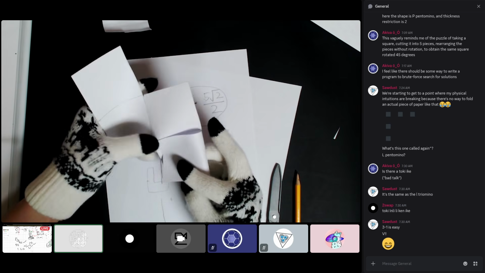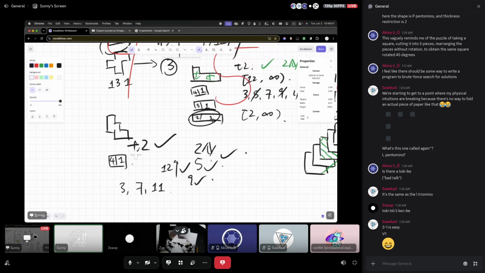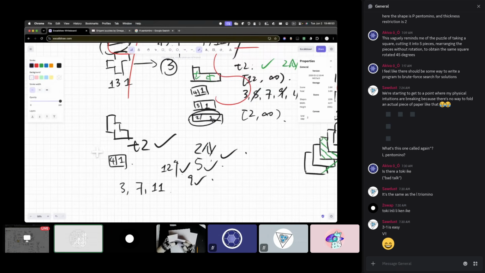Well, I'm gonna show that 7 and 11 are doable first, by reduction to 2-1. If you fold everything down, you get 2-1. That gives us 7 and 11. So that's how 7 and 11 can be done. What about 3?